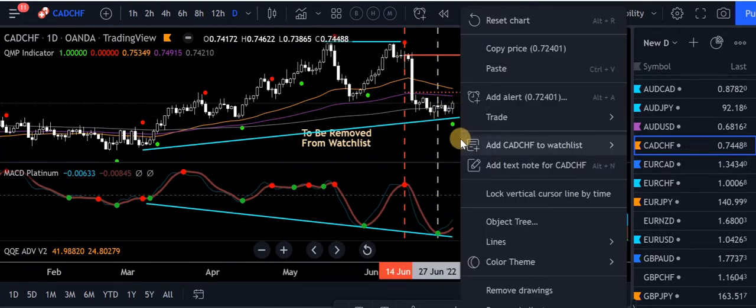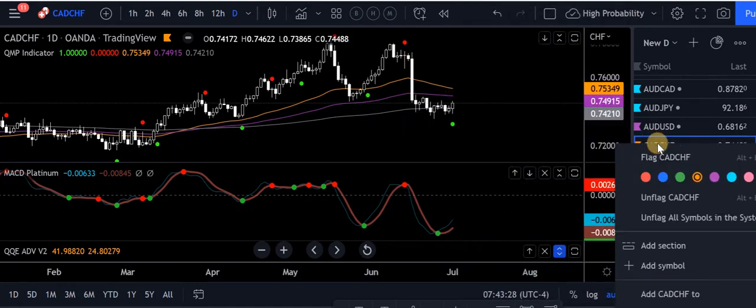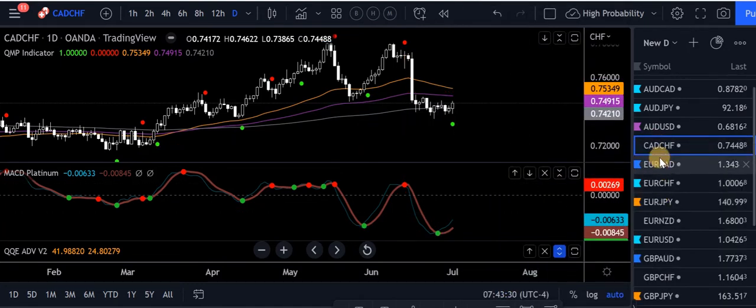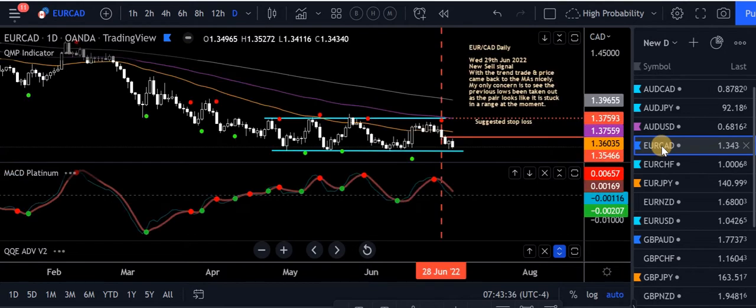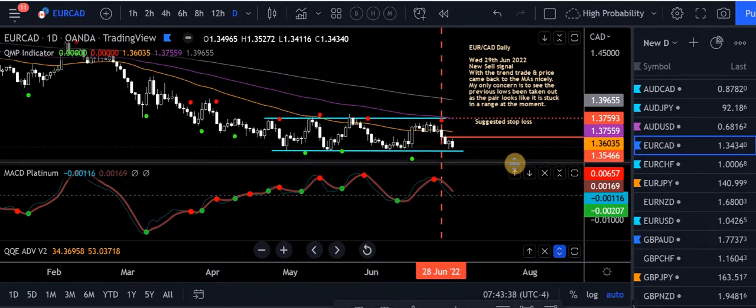So that is now being removed. Remove drawings, so tidy it up, unflag it, sorry, and remove from the list. CAD Swiss is gone. Simple as that. Euro CAD. Righto.